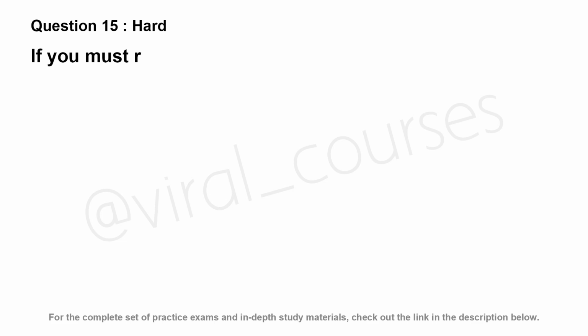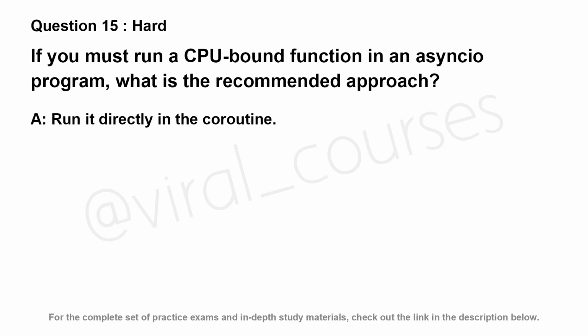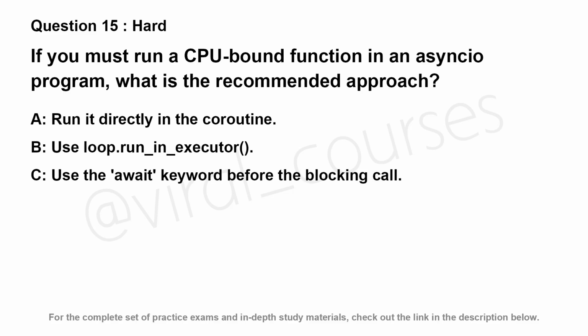If you must run a CPU-bound function in an asyncio program, what is the recommended approach? Option A. Run it directly in the coroutine. Option B. Use loop.run_in_executor. Option C. Use the await keyword before the blocking call. Option D. Convert the function to a generator.